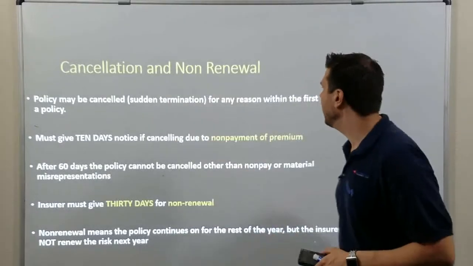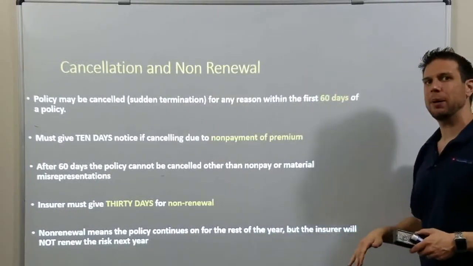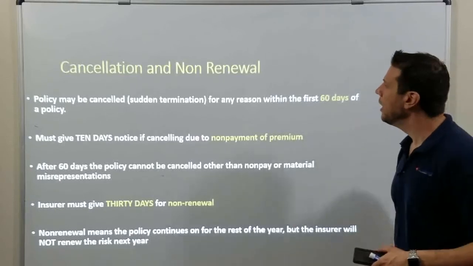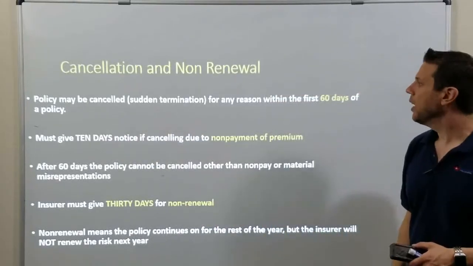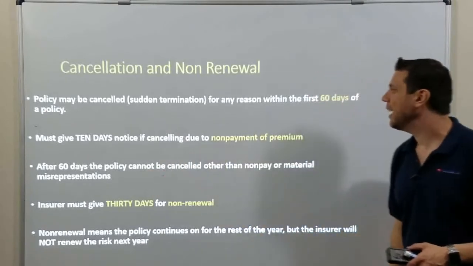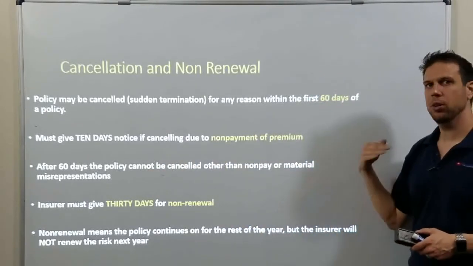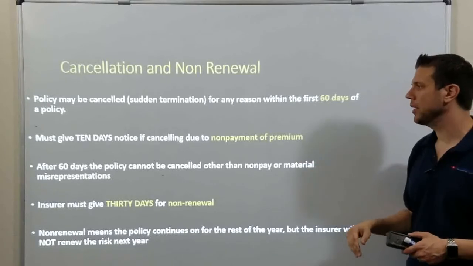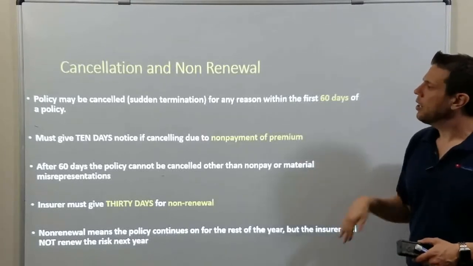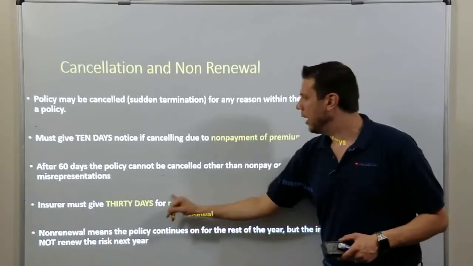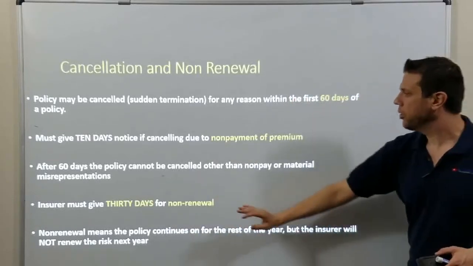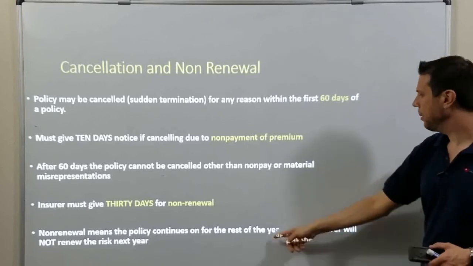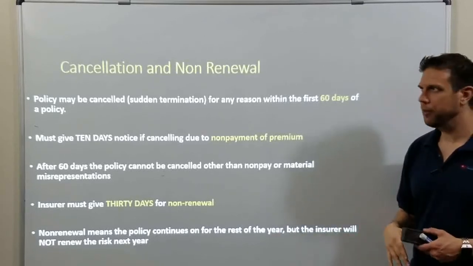We covered this in a previous chapter, so we're just going to hit it real quick and then move on. Cancellation is sudden termination. During the first 60 days of any policy, they can cancel you for any reason. If you don't pay your bill, they have to give you 10 days' notice. After 60 days, they can't cancel you unless you don't pay your bill, you committed fraud, or you're doing something illegal. At the end of the year, if they don't want you anymore, that's called non-renewal, and they have to give you 30 days' notice. Non-renewal means you're not dropped today, but at the end of the year, they don't want you.